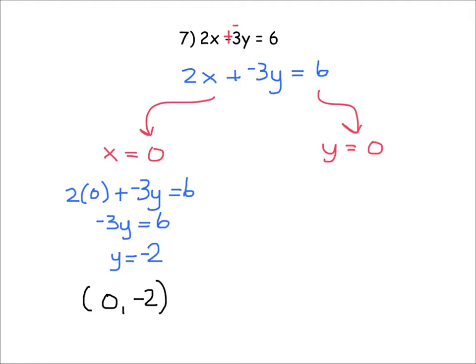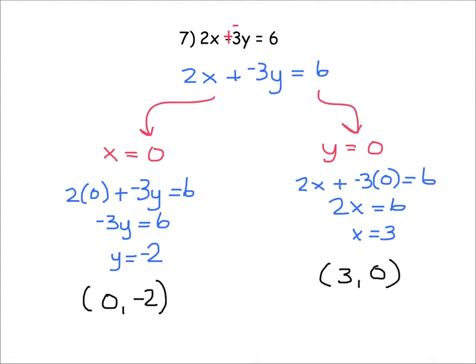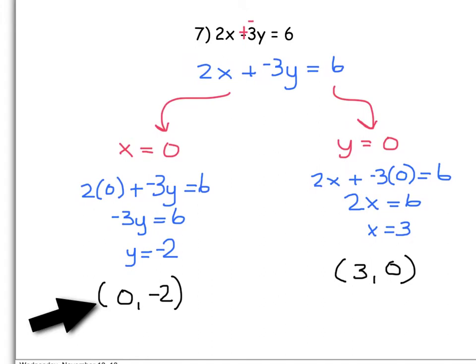All right, let's go to the second one. We're now going to plug in 0 for y. So I have 2x plus negative 3 times the 0 is equal to 6. That gives me 2x is equal to 6. So x is equal to 3. My ordered pair would be 3, 0. Now that you have these ordered pairs, you can go ahead and take care of graphing those ordered pairs. So let's go ahead and look at your graph.